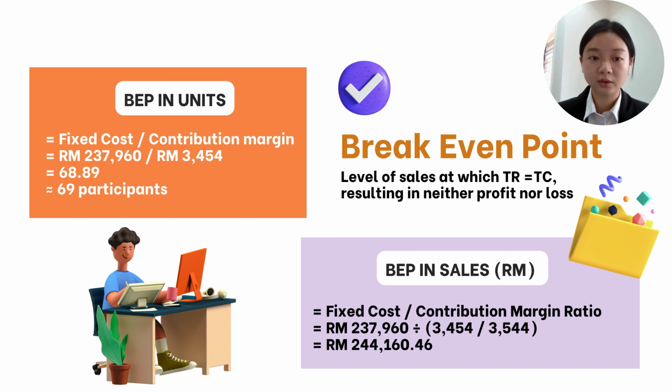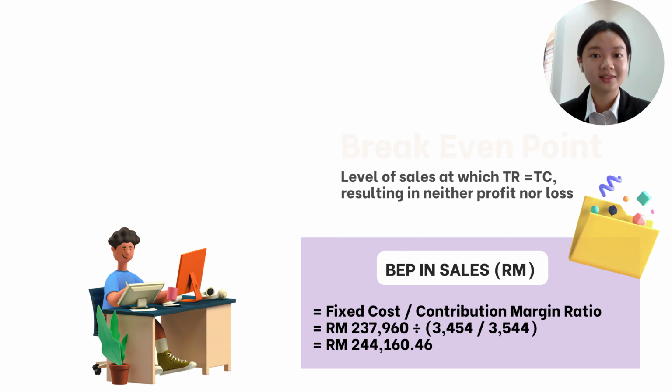Let's proceed to the first key component, which is the break-even point. So BEP is known as the level of sales at which the total revenues are equal to total cost, resulting in neither profit nor loss, as it helps businesses to determine the minimum level of sales necessary to cover all the costs. In this case, Gamilian Company can identify the minimum level of BEP unit of 69 participants as the targeted sales unit and the BEP in total sales as 244,160 ringgit 46 cents.